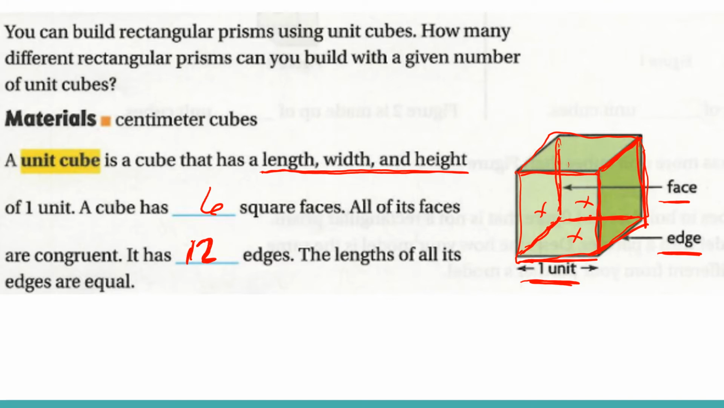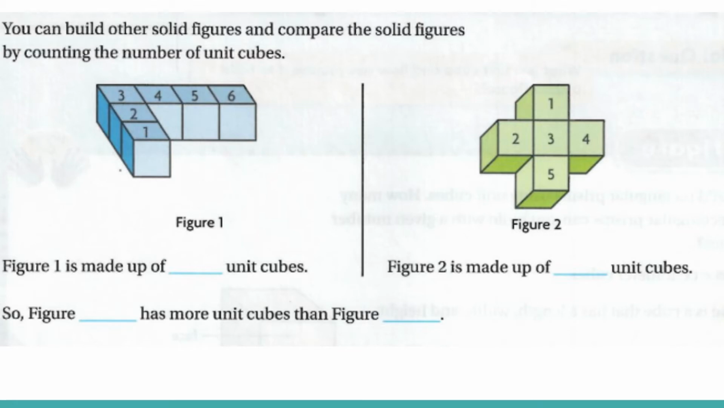So continuing in your notes, the next section: you can build other solid figures and compare the solid figures by counting the number of cubic units. Sometimes you can see all the cubic units and they're not hidden. So in figure one, we have six unit cubes. Figure two only has five unit cubes, even though it looks a little bit bigger. So figure one has more cubes than figure two. And I can see all of these cubes in both of these figures. There are no hidden cubes. Sometimes there are some hidden cubes, and we'll get to that with the formula for volume.